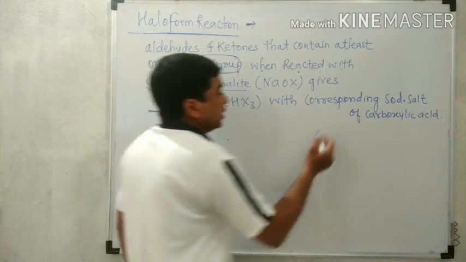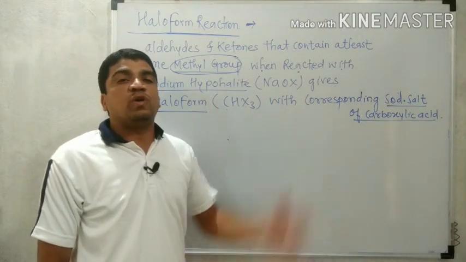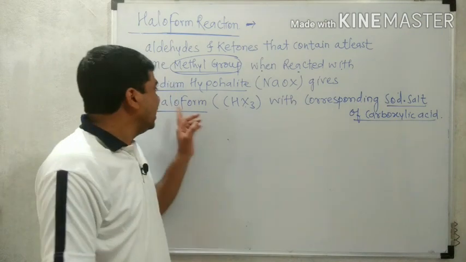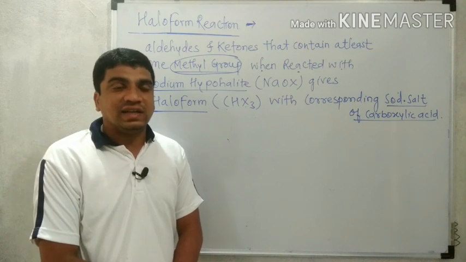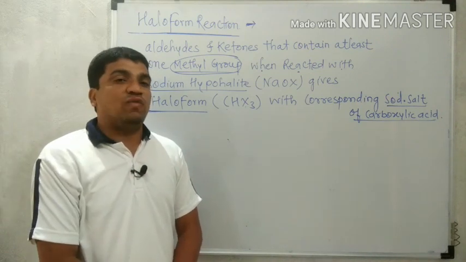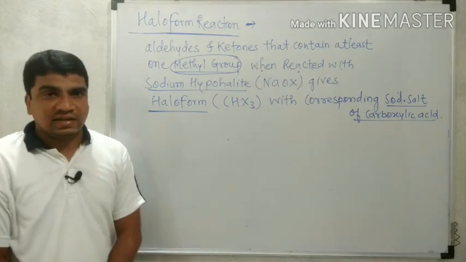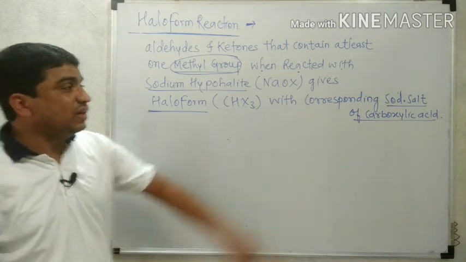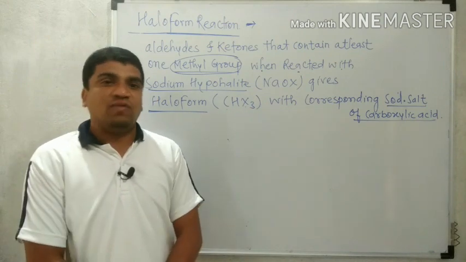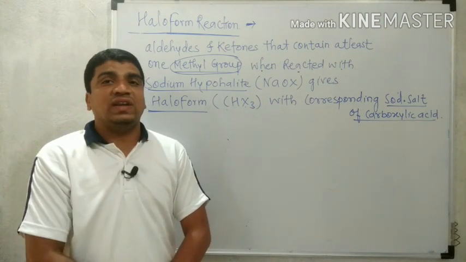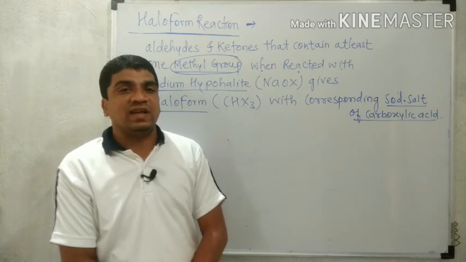With it, the byproduct is the corresponding sodium salt of carboxylic acid. Here, the sodium salt of carboxylic acid is obtained along with the haloform. Due to the formation of haloform as a product, this reaction is called the haloform reaction. Here, sodium hypohalite is an oxidizing agent, and it oxidizes the aldehyde or ketone into the sodium salt of carboxylic acid with the important product haloform. Therefore, this is an oxidation reaction, and sodium hypohalite is the oxidizing agent.